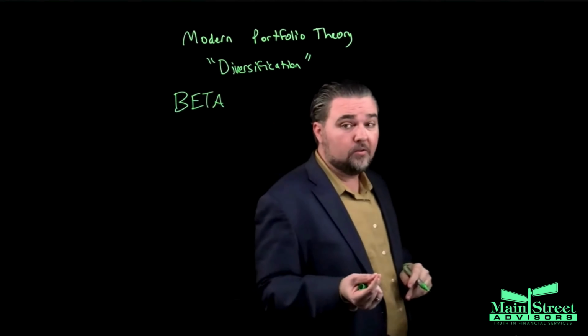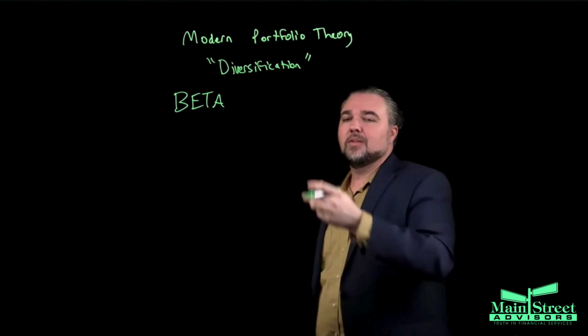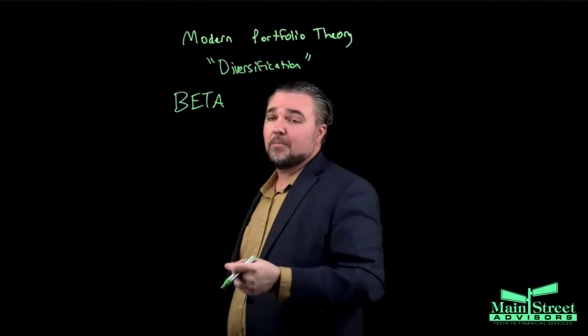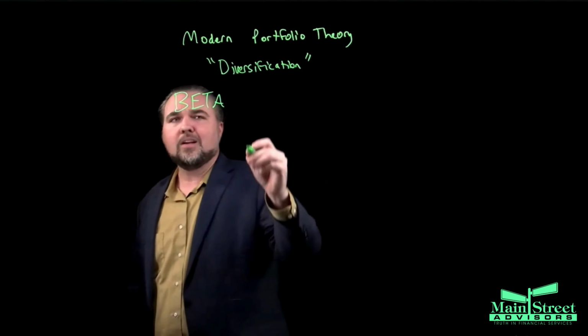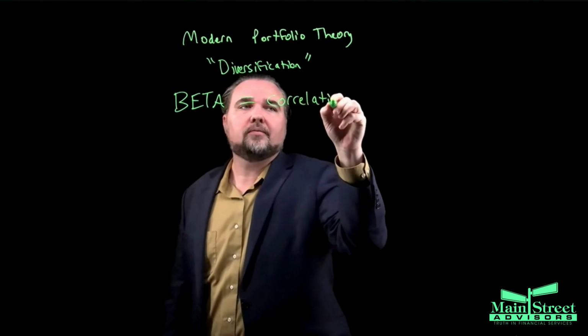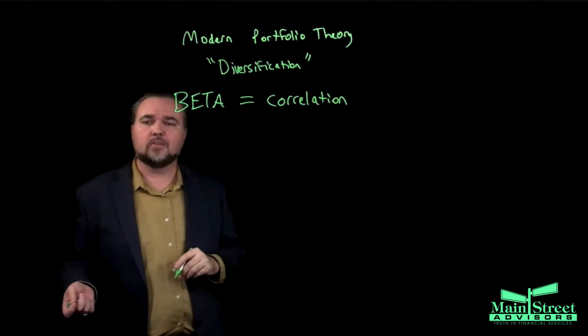Now, the way that Wall Street uses beta, I don't totally agree with it. Typically, when you see an investment that says beta, it's giving you an idea of how it moves with respect to the S&P 500. When in actuality, if you boil it down, beta is the same thing as the word correlation. Meaning, how does something move with respect to something else?